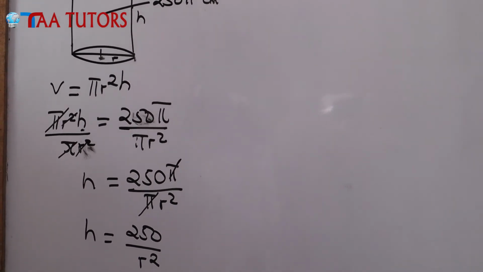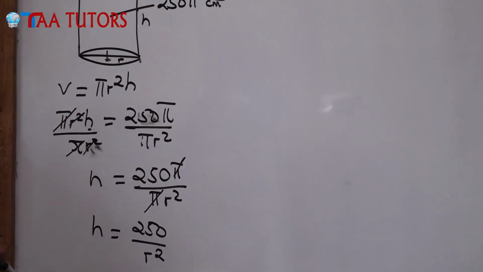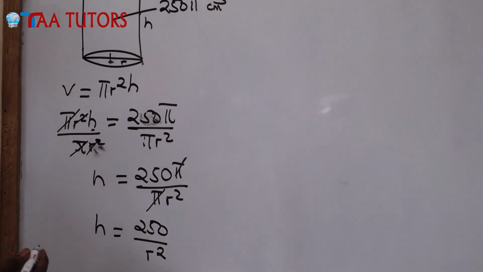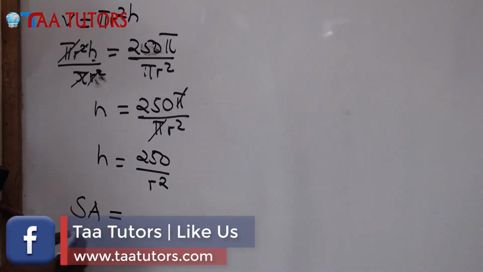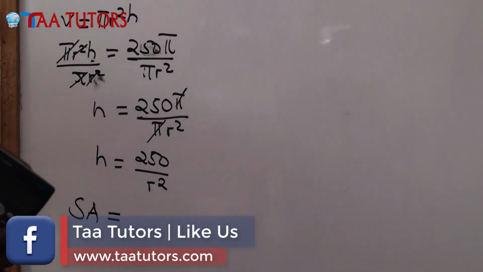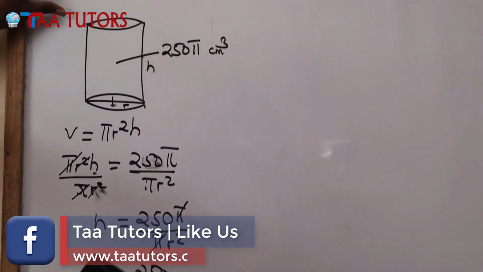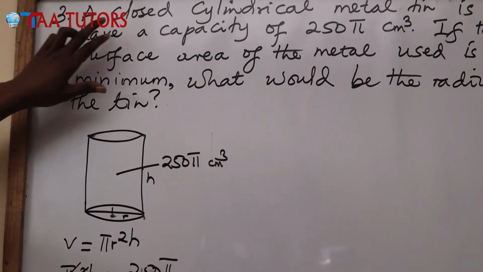Now after getting this h here, we need to bring in the surface area of this tin. The surface area, we know that this container here is closed.